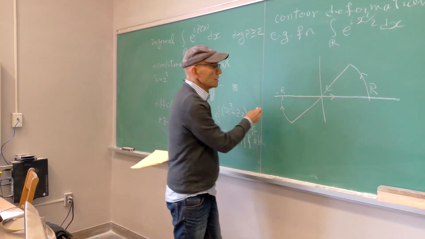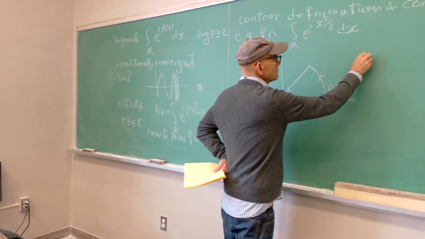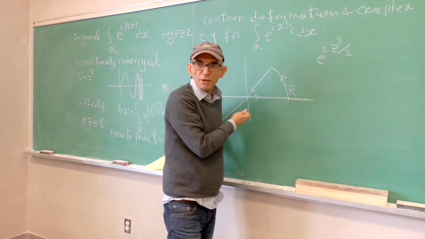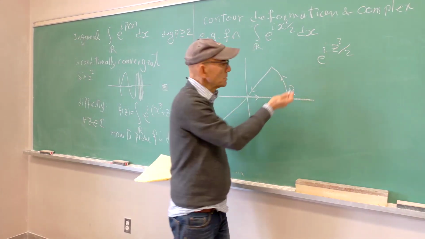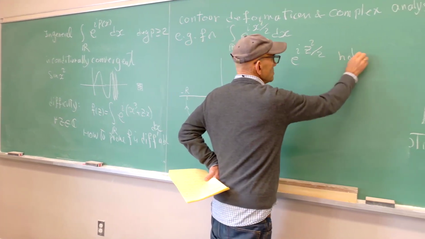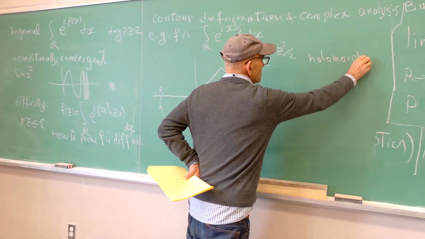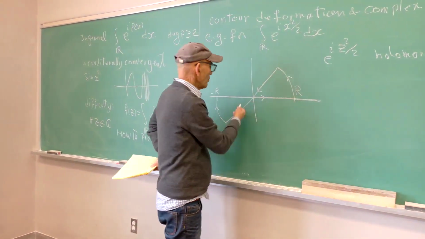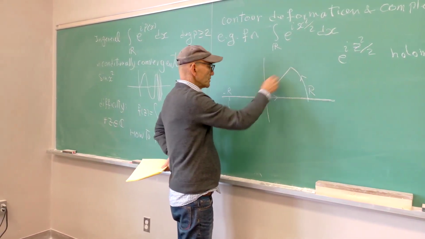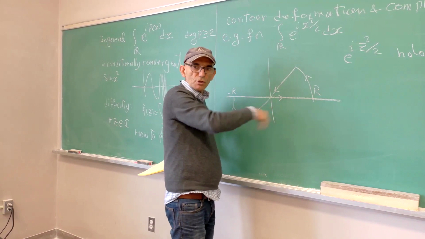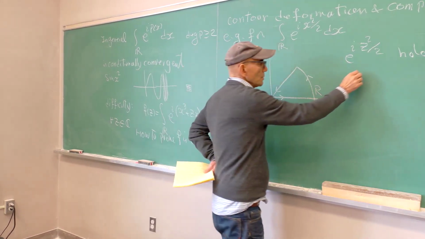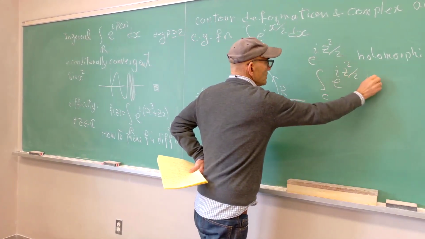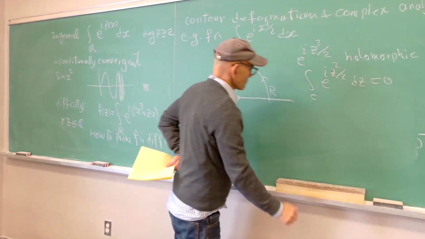And so this function, e to the i, let me put it like z squared now over 2. This is holomorphic in z, right? So because this is holomorphic in z, it means that the integral over this closed contour is 0. So I call this whole closed contour C. So the integral over C of e to the i z squared over 2 dz is equal to 0.